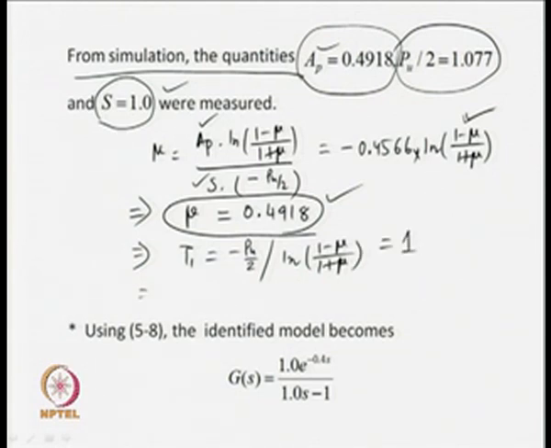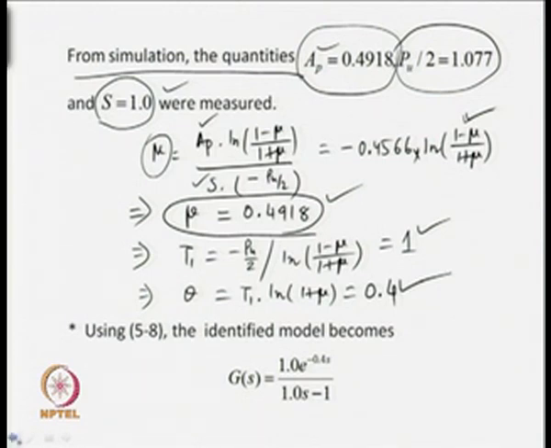Further, theta, by formula, is T1 times ln(1 plus mu). So, substitution of mu and T1 over here gives us theta is equal to 0.4. Thus, we have found that if mu can be estimated accurately, in that case the T1 and theta can be estimated accurately. What was the transfer function model we had?